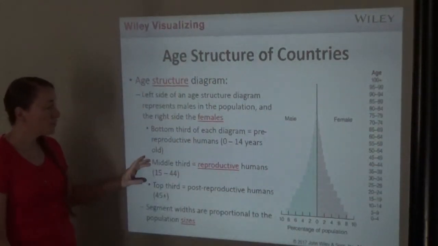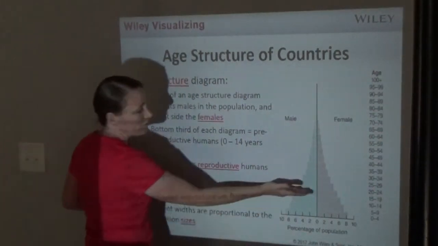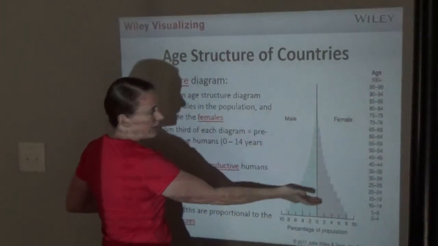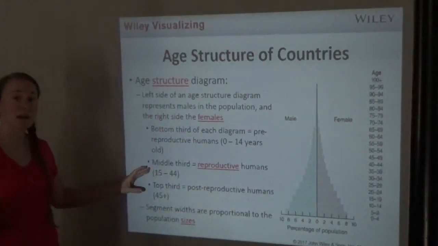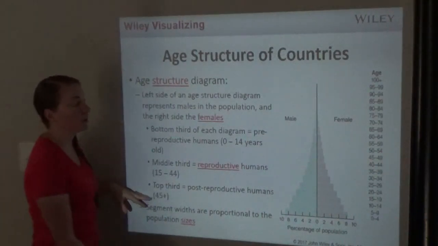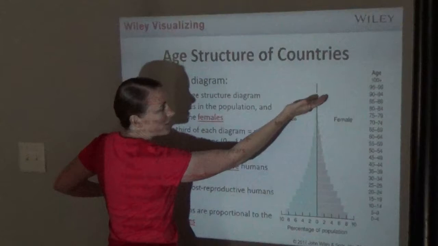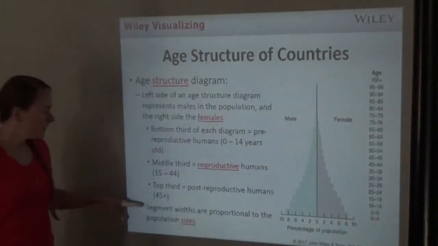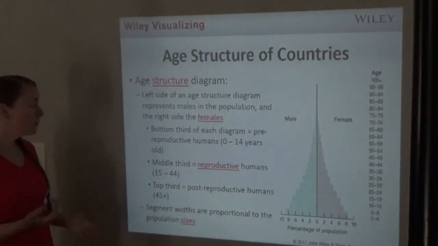The middle third is the reproductive humans. That's 15 through 44. So around this area, we have our reproductive humans. Those are the ones who would actually be having babies. And then the top third are our post-reproductive humans, which is greater than 45. So we have our top up here. And so the segment widths are proportional to the population sizes.